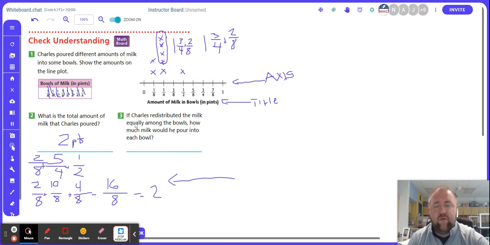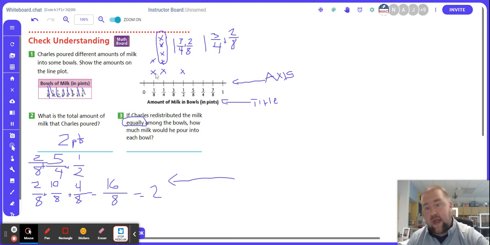Now, question number 3 is worded very strangely, but don't let it confuse you. It says, if Charles redistributed the milk equally among the bowls, how much milk would he pour into each bowl? So again, he's redistributing the milk. That just means he's sharing the milk, but he's doing it equally, right? That's the key word we're looking at this time.